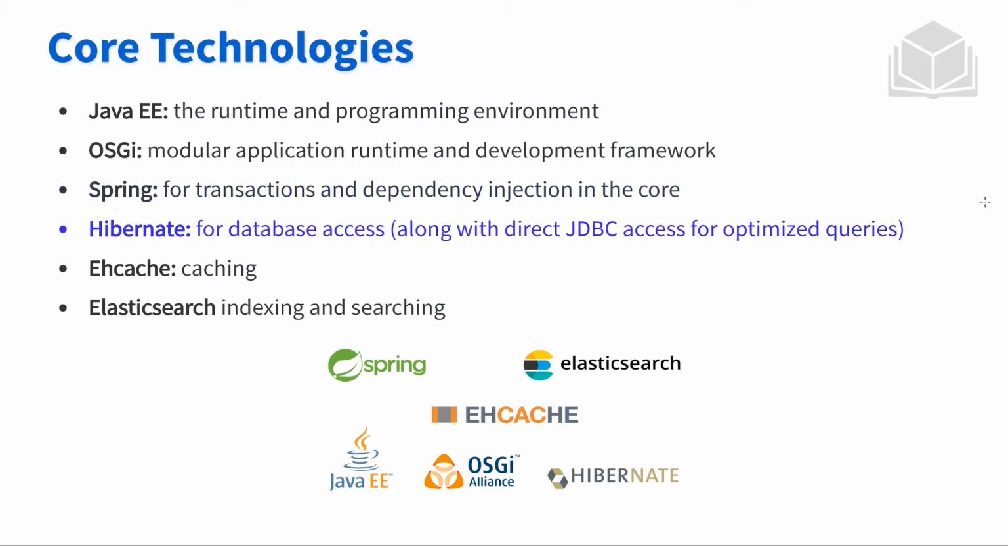Hibernate, this is for easy database access. And we also have direct JDBC access for optimized queries. Cache for caching. And Elasticsearch, which is what we use for our index searches and searching in general.